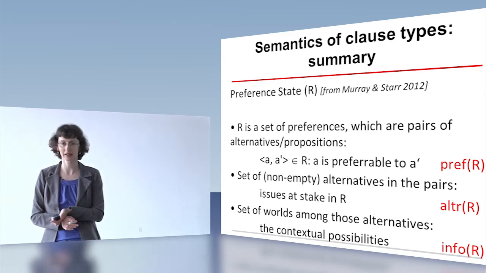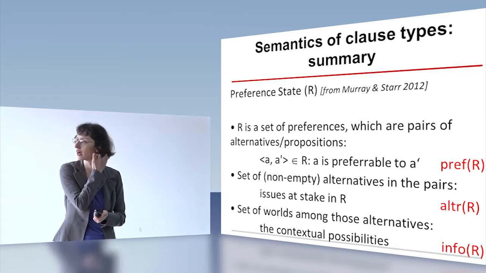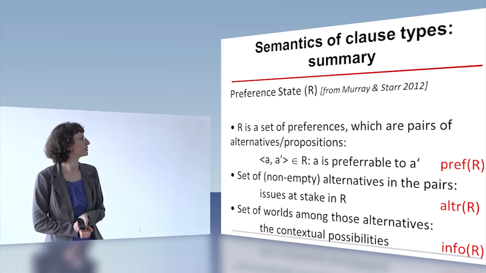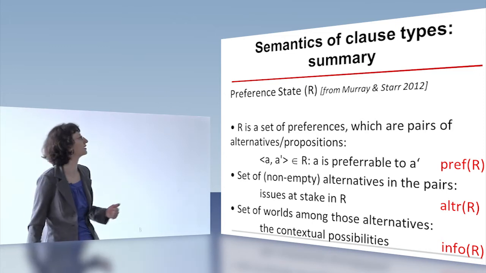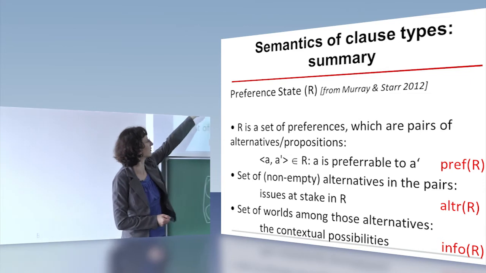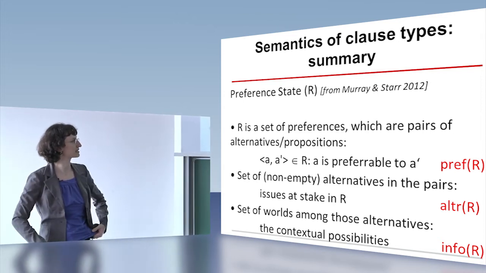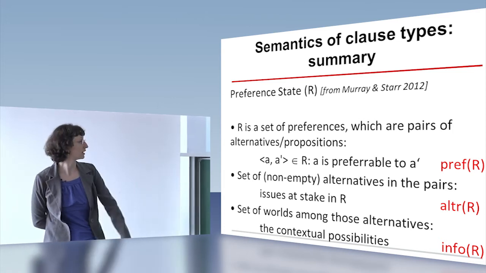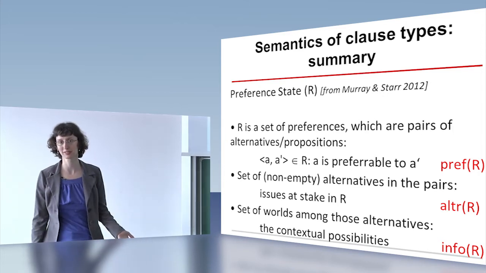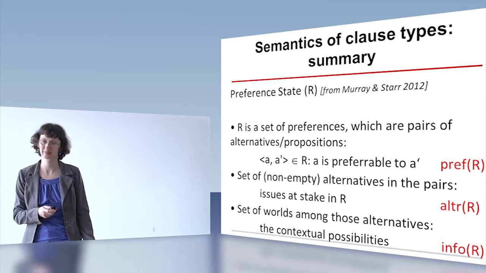OK, so what you get as a unified semantics of clause types is a dynamic semantics in which each clause type is an update of the preference state. It has three kinds of objects. It's a set of preferences, which are basically pairs of alternatives or propositions. So the left proposition is preferred to the right proposition. Of course, that preference is defined over non-empty alternatives in those pairs, and those are the issues at stake in the preference state. And then, of course, at the bottom of it all is the set of worlds, which are live possibilities. That's the normal context set of live possibilities that we think of as the common ground. OK, so far, so good.